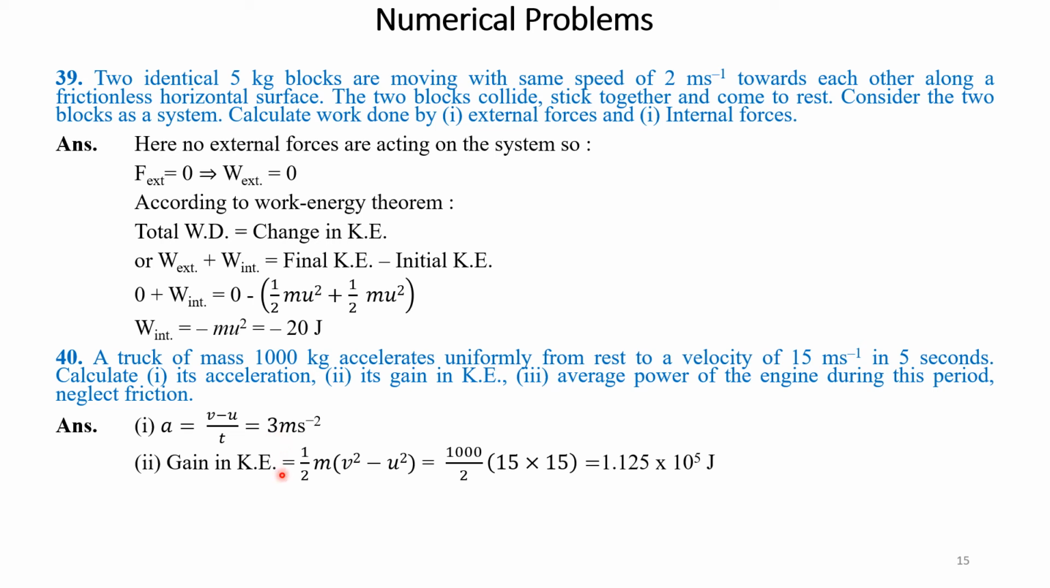Part 2: kinetic energy is half of m into (v square minus u square). Putting the values, half of m, that is m is 1000 kg given, divided by 2, into v square, that is 15 into 15, u is 0. Hence, the gain in kinetic energy is 1.125 into 10 to the power of 5 joules.